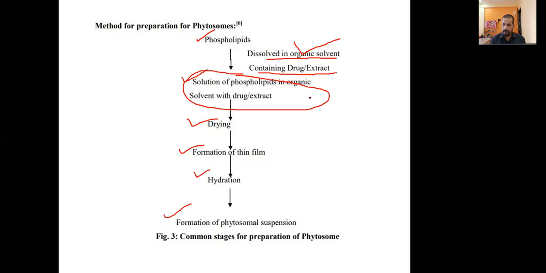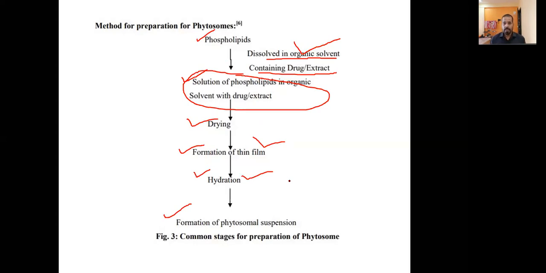So a simple method is there: take a phospholipid, add an organic solvent containing the extract. You will get a solution of phospholipid with the solvent and drug extract. Allow it to dry because it is an organic solvent. Then formation of a thin film takes place because of the evaporation of the liquid, or we can say the organic solvent. Allow it to hydrate, and then a phytosomal suspension forms.